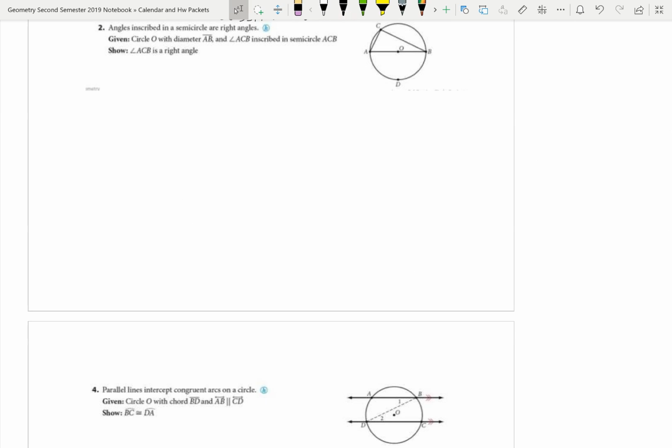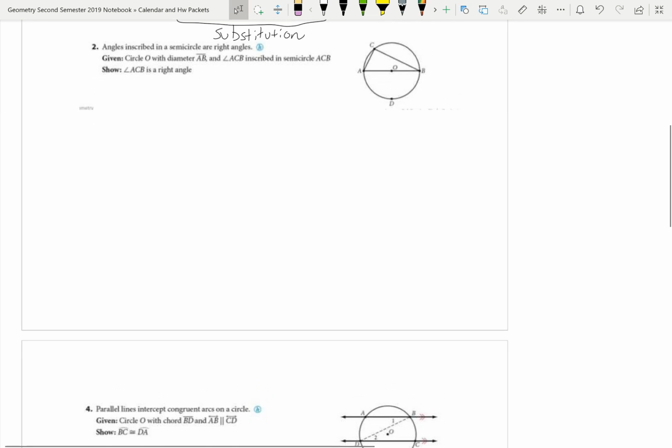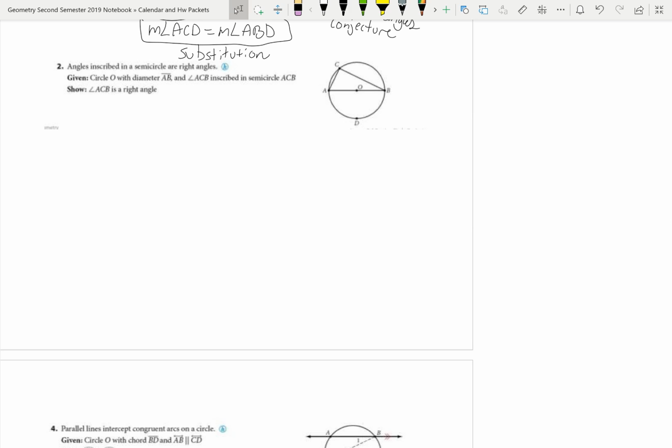Next is number 2. Angles inscribed in a semicircle are right angles. We have circle O with diameter AB and angle ACB inscribed in a semicircle ACB. Show that angle ACB is a right angle. Let's go ahead and make some observations. Again, we have angle ACB is an inscribed angle.